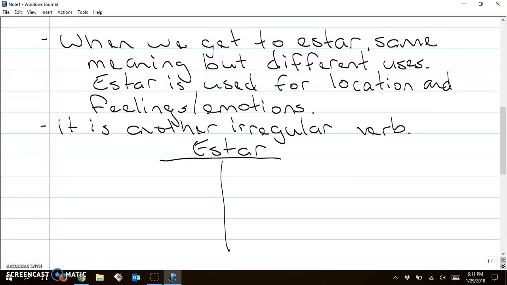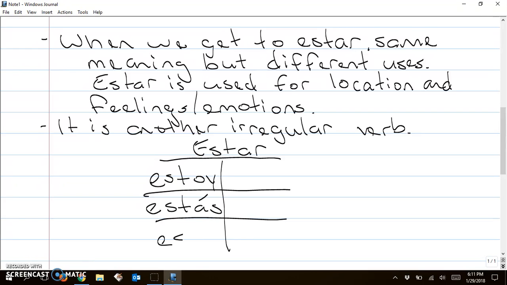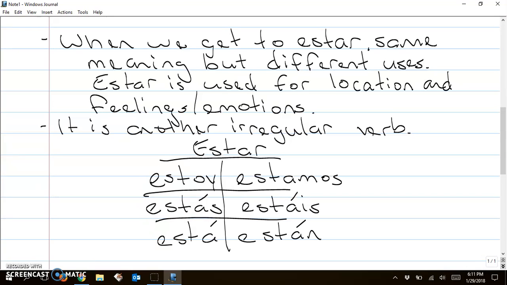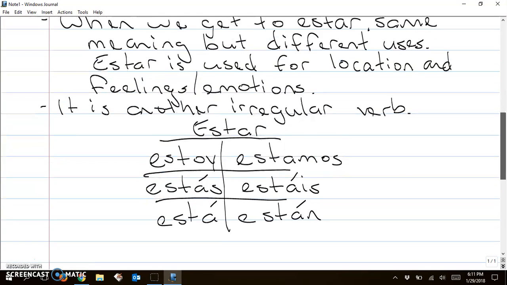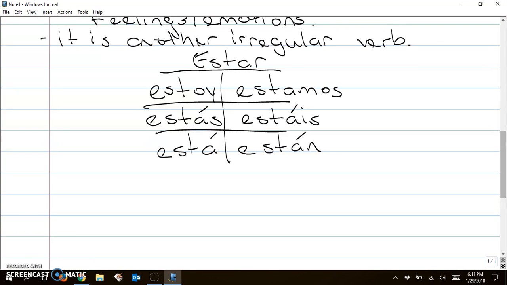If we start off with estar, 2 irregularities. Let's see if you can spot them. Estoy, estás, está, estamos, estáis, and están. So, can you spot the irregularities here? We have, as I said, 2 irregularities. The first is the Y at the end of the yo form. It is estoy instead of just esto.